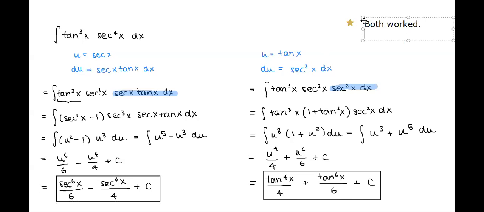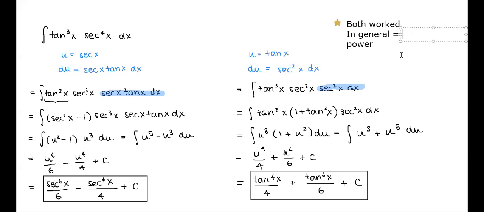But in general, what you're looking for is to create an even power, right? If you create an even power, then you know that you're going to be able to replace in terms of the other function. For example, the whole reason that you were able to replace here is because tangent was squared, which is an even power. And the whole reason that you were able to replace here is that secant was squared, which is why you were able to replace it in terms of tangent.